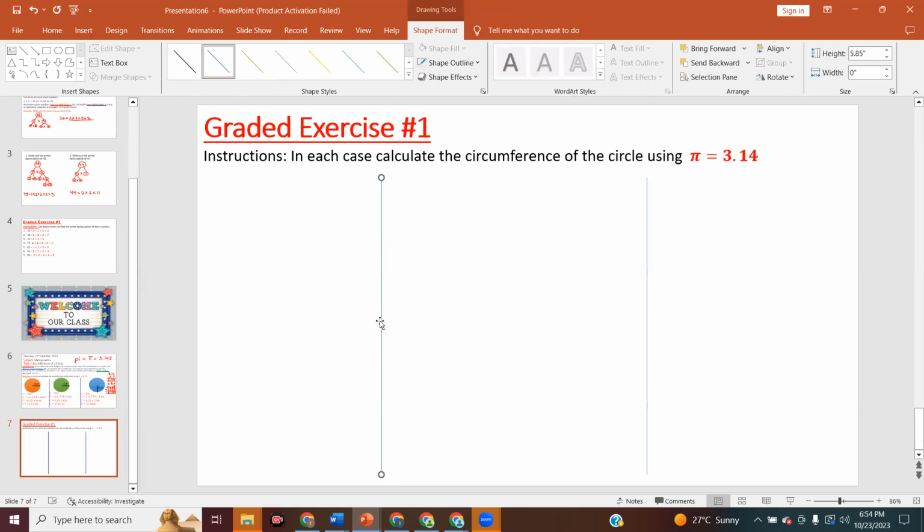So make sure for your circles, you use a compass or a circular edge for drawing your circles. I don't want to see any funny looking circles. I want the circles to be proper. So use a compass or a circular edge to make sure your circles are properly drawn.